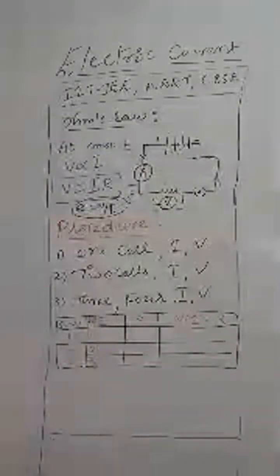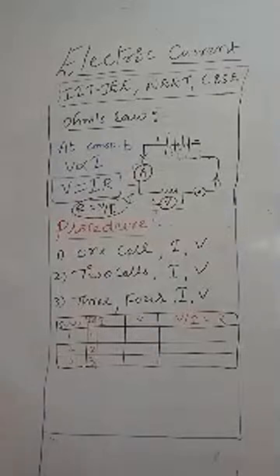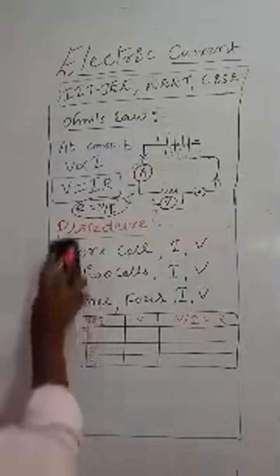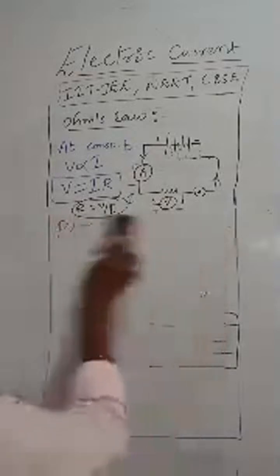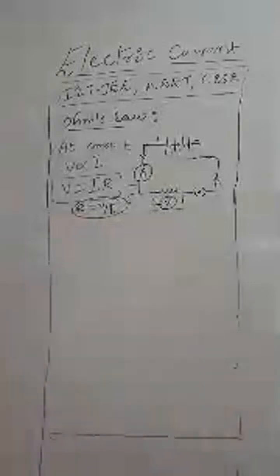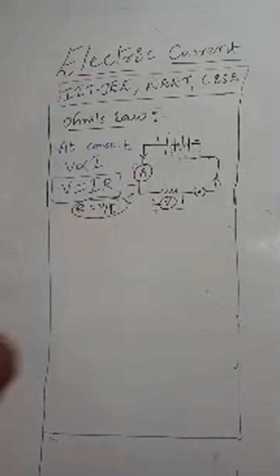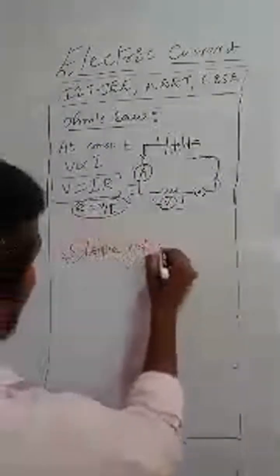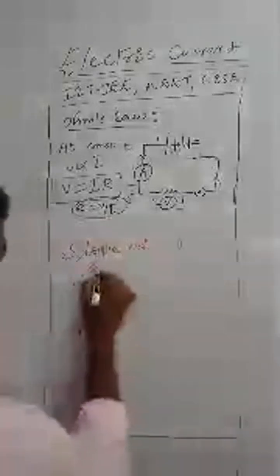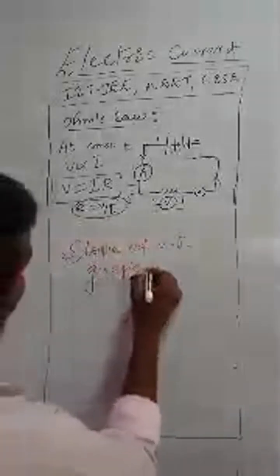So you have to draw the graph. How will it be if you draw the graph? If you draw the graph for the V by I values, it will become a straight line. Slope of the VI graph gives a straight line.